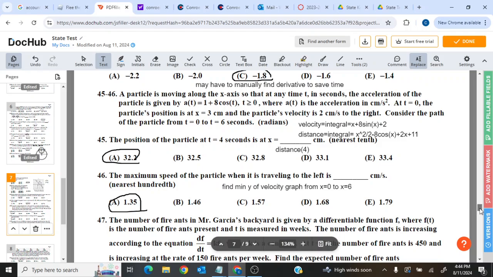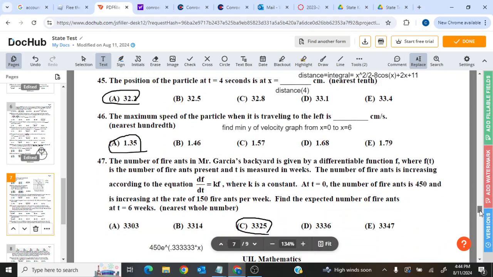47. The number of fire ants in Mr. Garcia's background is given by the differentiable function f. f of t is the number of fire ants present. t is measured in weeks. The number of fire ants is increasing according to this equation, where k is a constant. This immediately tells you that it's an exponential, by the way. If you're in calculus, you'll know this. The differential equation dy over dx equal to y times some coefficient indicates that's an exponential equation. So it's some number times e to the power of some other number.